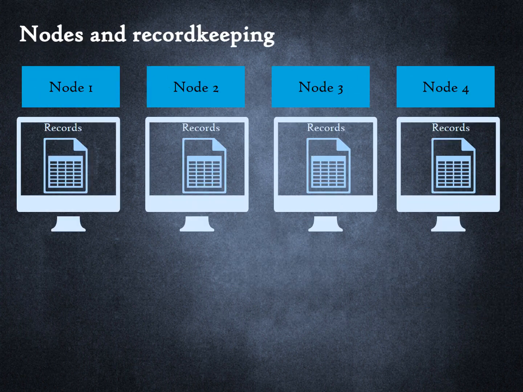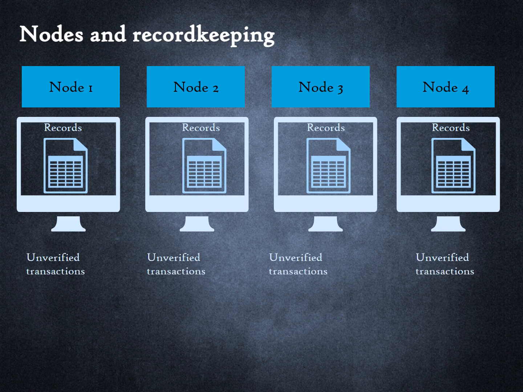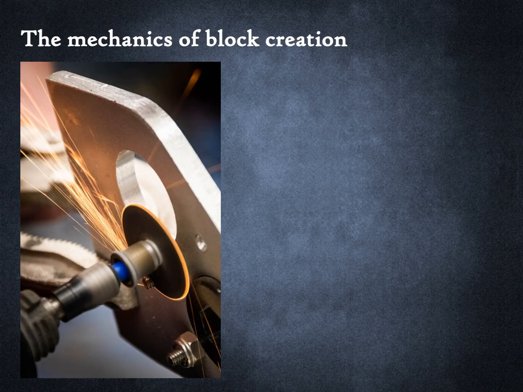We have said that each node in the blockchain maintains an independent set of records that's synchronized with other nodes. What records are these? First, there is a record of unverified transactions. Second, as each record is verified, it is added to the mempool of that node. Finally, each node contains blocks of confirmed transactions. Now that we know what blocks are, we are ready to learn the mechanics of block creation.